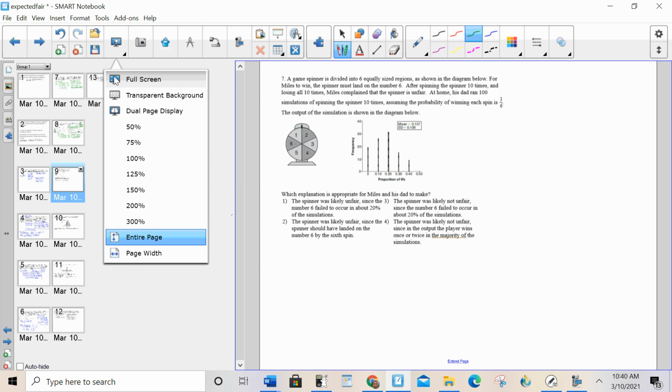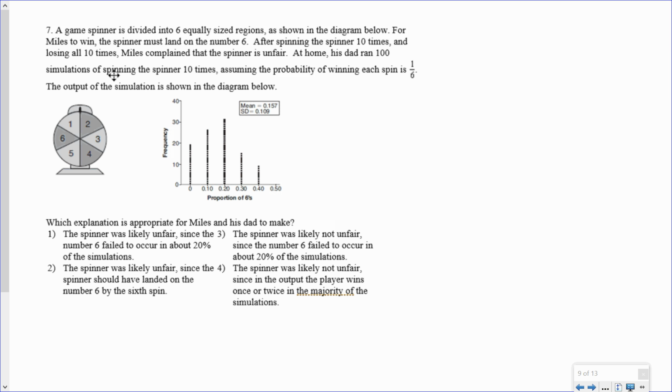Okay, 7. A game spinner is divided into 6 equally sized regions as shown in the diagram below. For Miles to win, the spinner must land on the number 6. So if it lands on 6, this kid wins. After spinning the spinner 10 times and losing all 10 times, Miles complained that the spinner is unfair. Sore loser, Miles. At home, his dad ran 100 simulations of spinning the spinner 10 times, assuming the probability of winning each spin is 1 over 6.